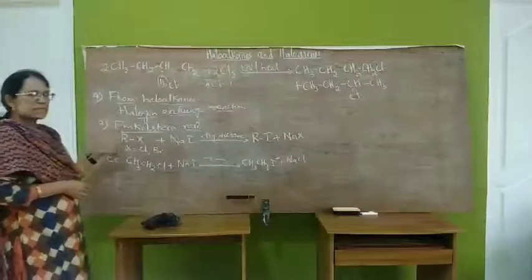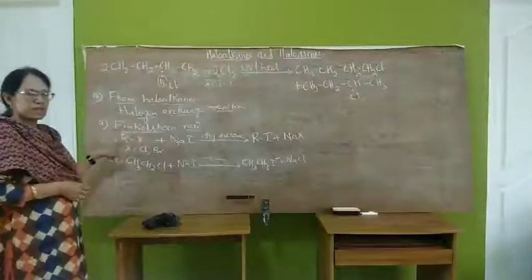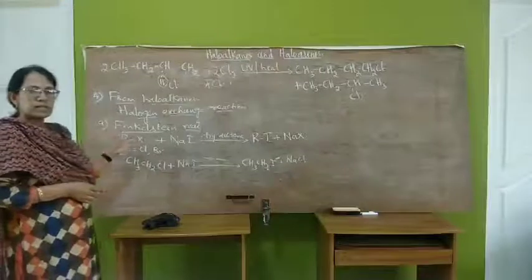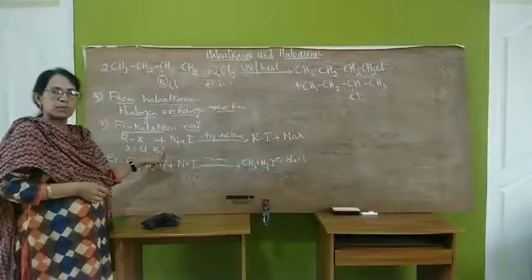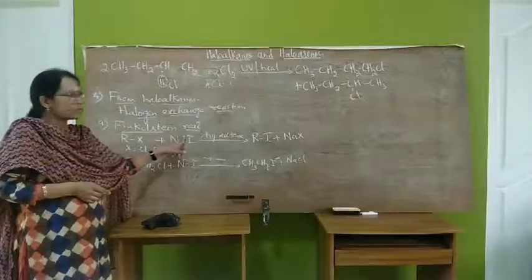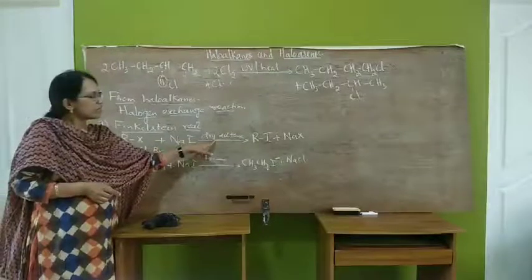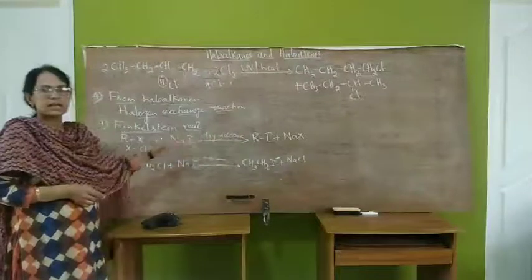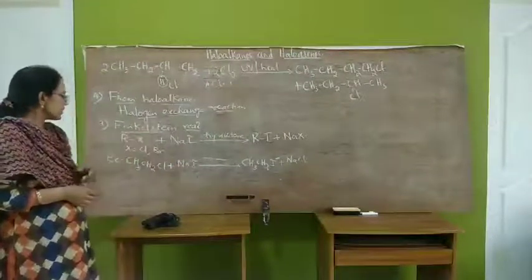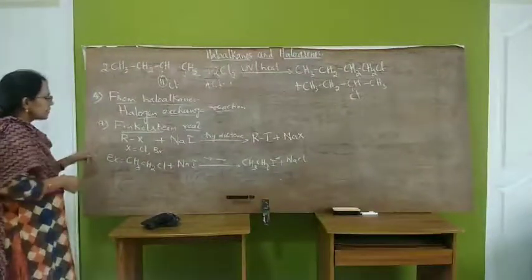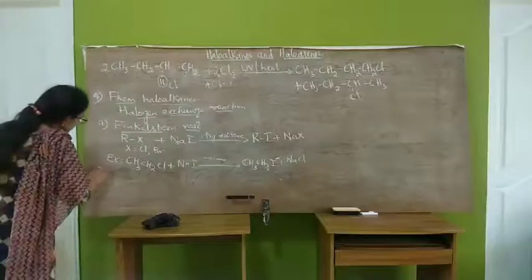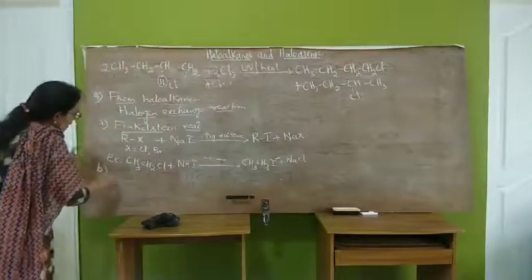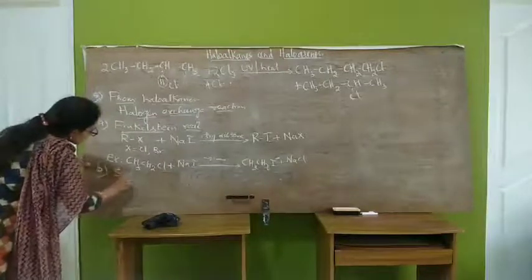So, this reaction is called the Finkelstein reaction. That is, alkyl chlorides or alkyl bromides react with sodium iodide in the presence of dry acetone to form alkyl iodide. This reaction is called the Finkelstein reaction. The second halogen exchange reaction, that is B, is the Schwarz reaction.